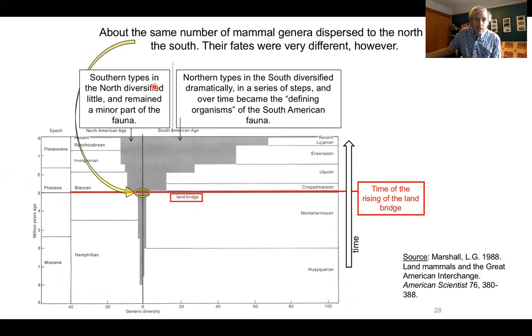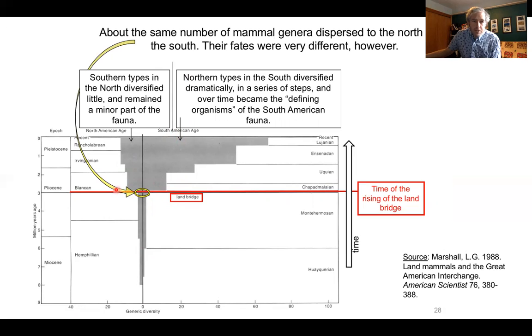What happened was, southern species that came into North America diversified a little bit, so we can see the genetic diversity through time increases, but they remained generally a very small part of the fauna. This box here is the total amount of diversity. Very little of it is this grey, which is southern species that moved north. They didn't take up very much. You compare that to northern species that came into the south, they diversified dramatically in a series of steps, and over time they became the defining organism of South American fauna.